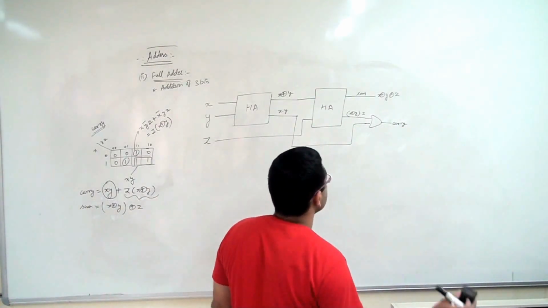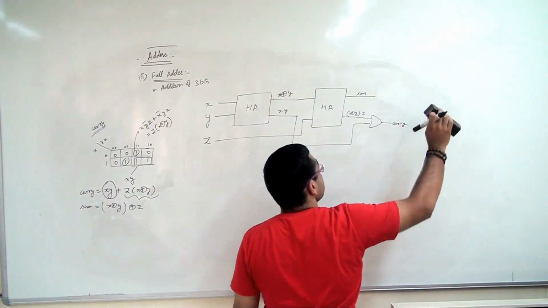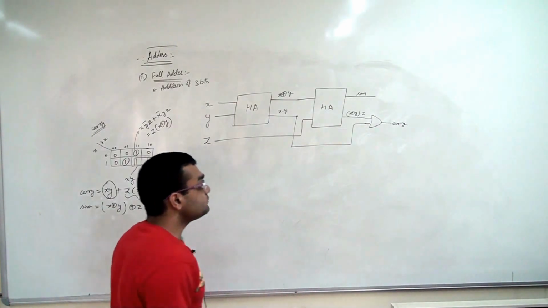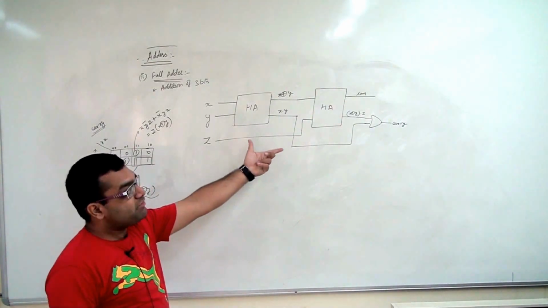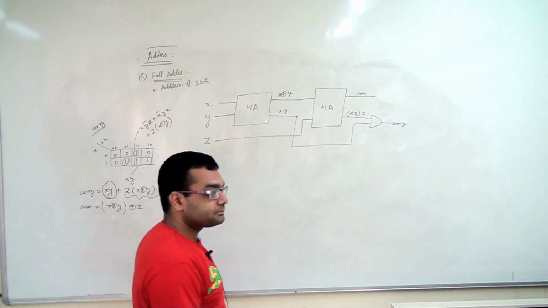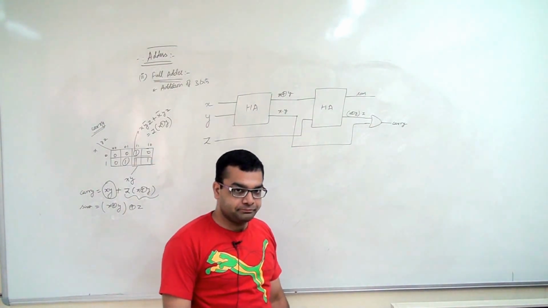So I rub this off over here also. This is actually what we get. So this is how we can implement a full adder using two half adders and an OR gate. Clear? Alright.